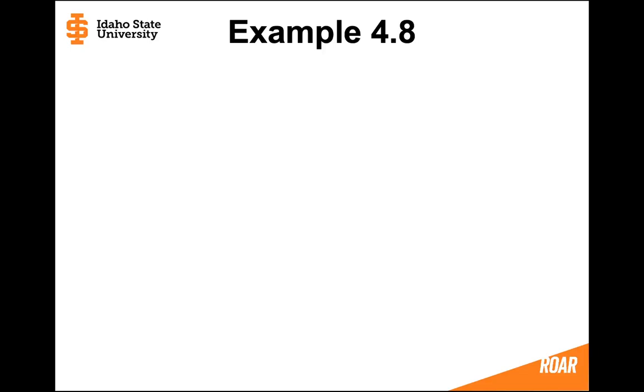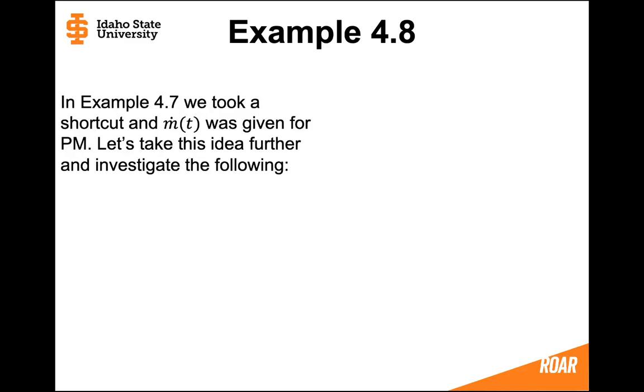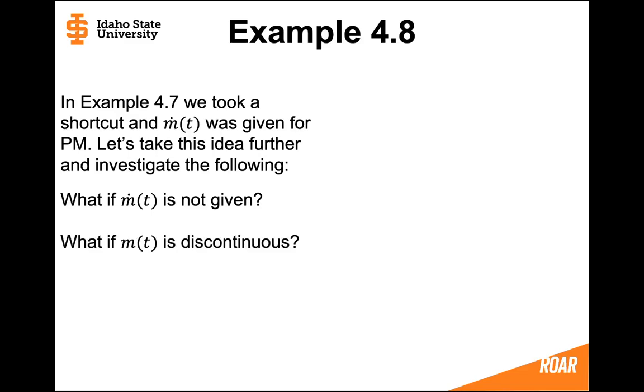Now let's look at another example. This is example 4.8. In example 4.7, we took a little bit of a shortcut and we were given the derivative of the message when we were looking for the phase modulated signal. So let's investigate this idea a little bit further, and let's think about these two questions. What if we don't know what the derivative of the message is? And what if the message itself was discontinuous?